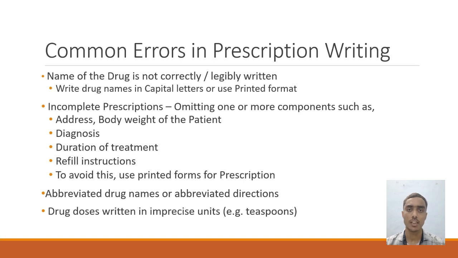To avoid that, we can write the drug names in capital letters, or better, we can use printed prescription formats. Secondly, incomplete prescription. Some things can be missed while writing the prescription. Frequently missed things are address, diagnosis, body weight of the patient, duration of the treatment, and refill instructions. To avoid these, we can use printed forms while writing prescription so that no item is missed. Using abbreviated drug names or instructions: the patient may not be able to understand the abbreviations.